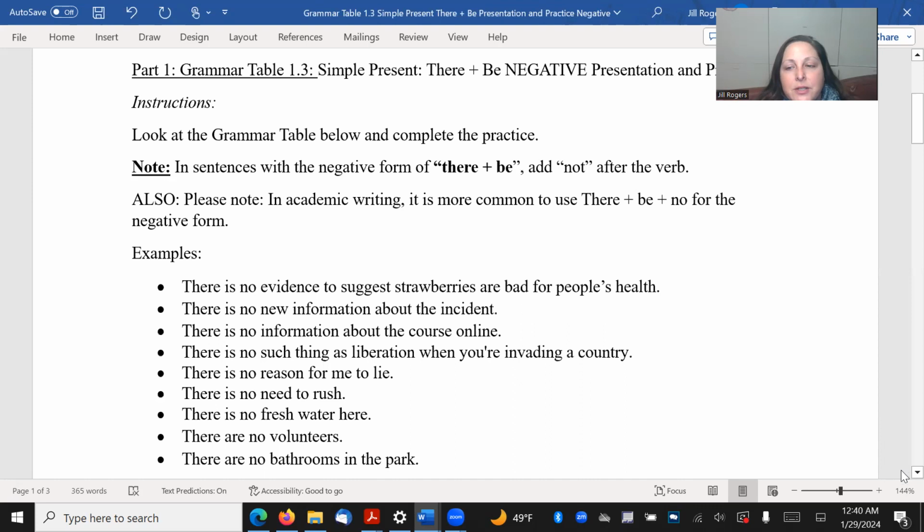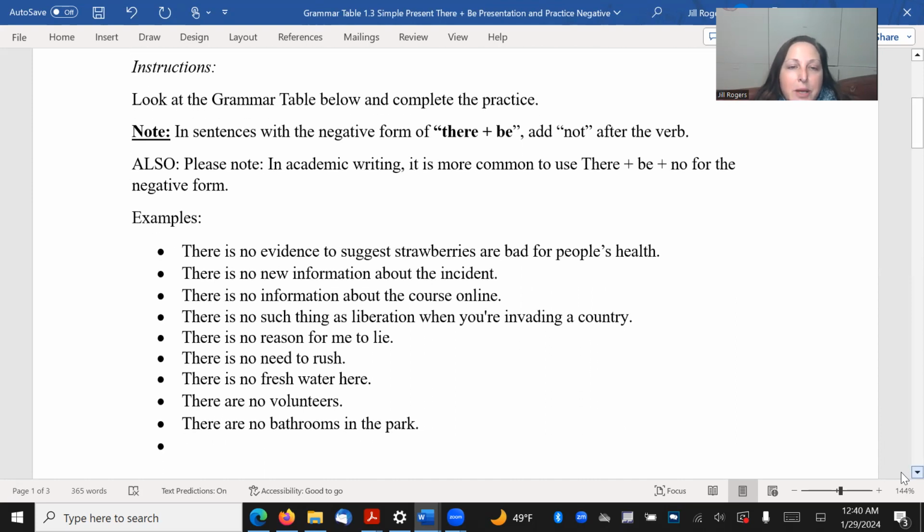So here's just a bunch of examples. It's a nice way to have sentences set up so they sound better, really. Okay, there is no evidence to suggest strawberries are bad for people's health. These are just examples. There is no new information about the incident. There is no information about the course online. So a lot of it with information and evidence is very, very common.